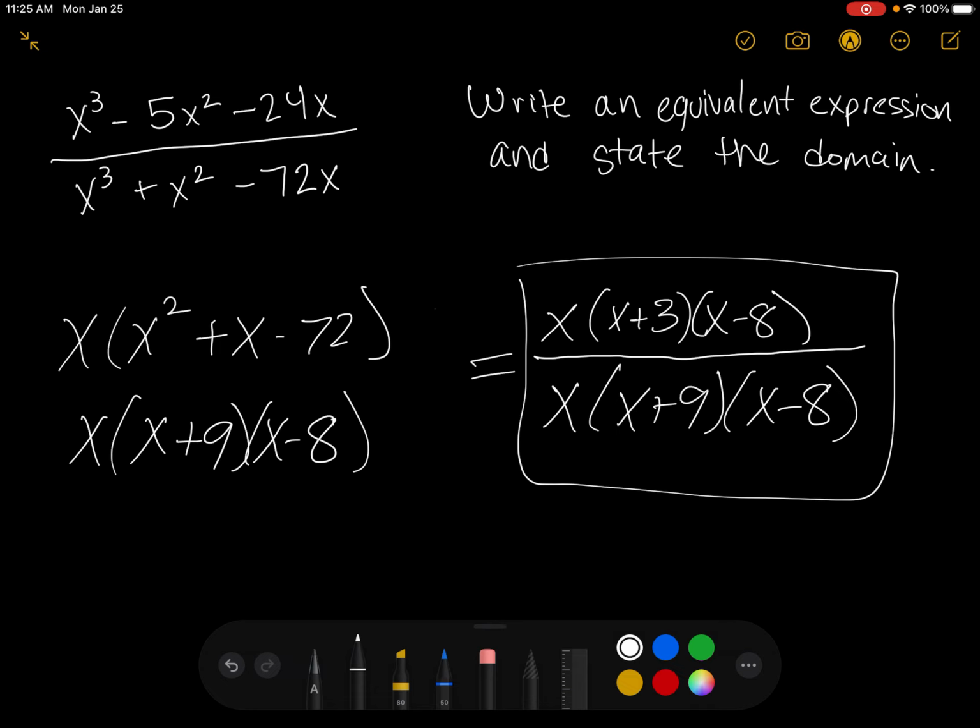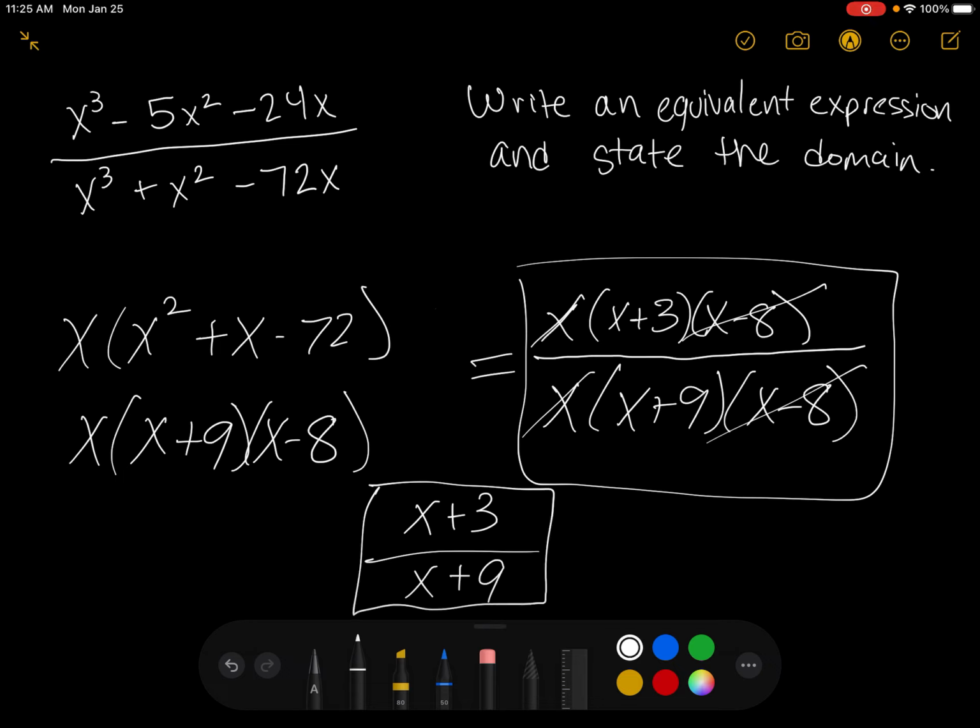So we have x times x plus 3 times x minus 8 over x times x plus 9 times x minus 8. You can look at terms that are the same, and they would cancel out because they would be equal to 1, and you don't have to write 1 in a function, right? So these x's cancel each other out, and then these x minus 8s cancel each other out. And then we're left with x plus 3 over x plus 9. This is the simplified or an equivalent expression to our original rational function.